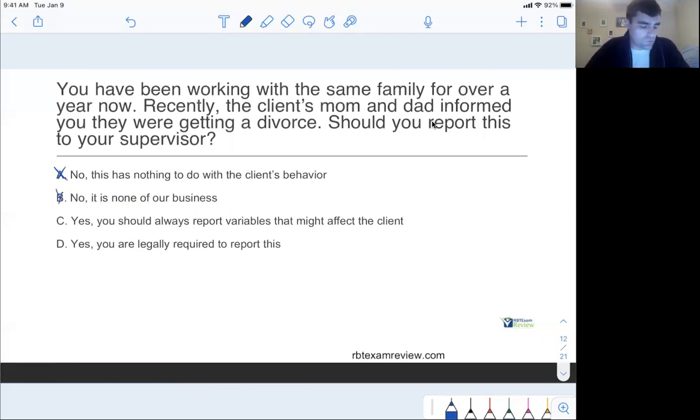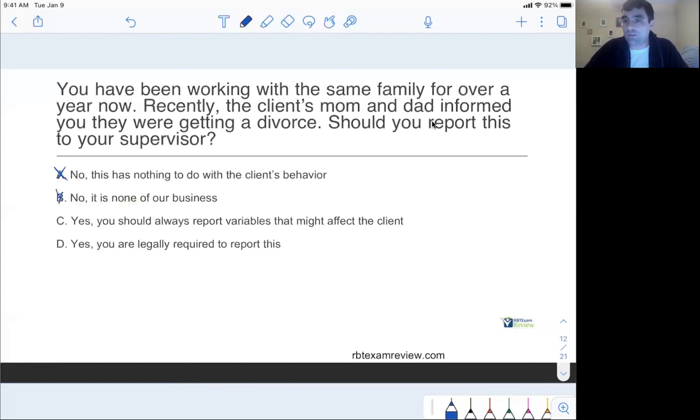C, yes, you should always report variables that might affect the client. C is the answer. It's straight from the task list, word for word: always report variables that might affect the client. Now, do you need to do a huge write-up? Do you need to make huge notes? No, just put something in your session notes.